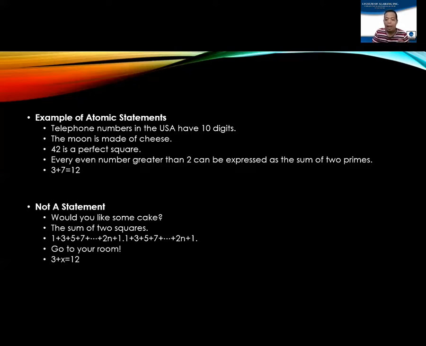If that would be the case, then this is not a proposition because we cannot decide whether it is true or false. Another statement: 1 plus 3 plus 5 plus 7 plus ... plus 2n plus 1, and so on and so forth. This is not a proposition because the truth value is unknown. Something is not known from the statement.